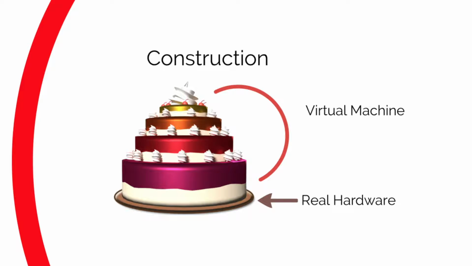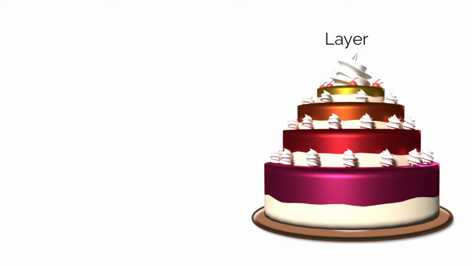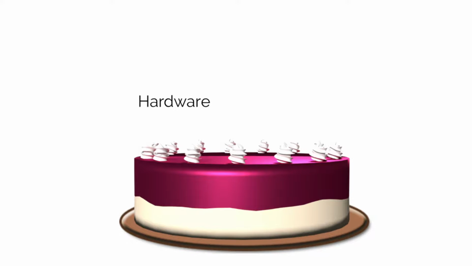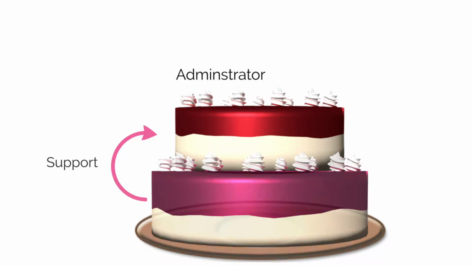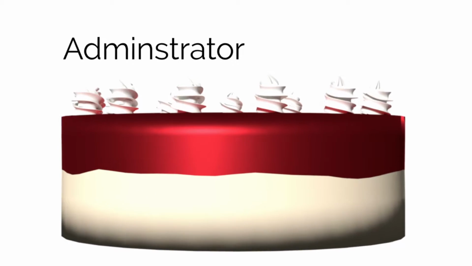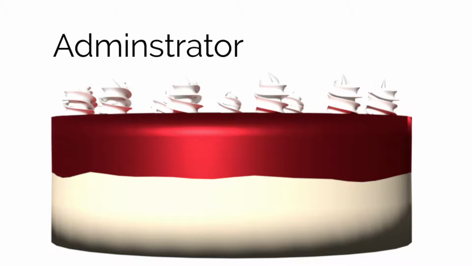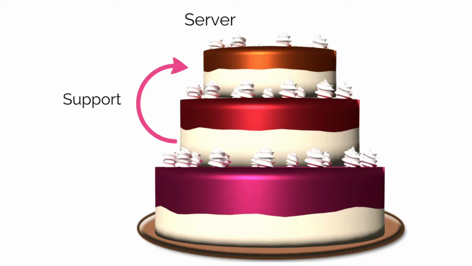A virtual machine is an emulation or a virtual representation of a computer system. The hardware layer is a virtual description of the computer resources that will provide the necessary computational infrastructure to support an administrator layer. The administrator layer is a virtual machine created by the hardware layer. This layer will support the creation of a server layer.